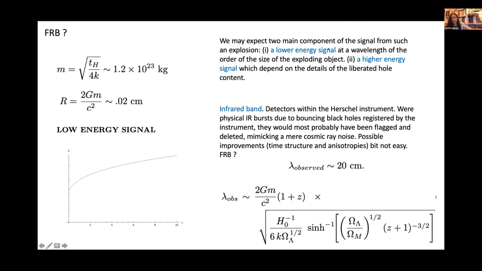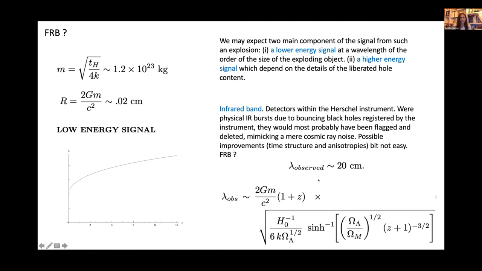This is what we call the low energy signal. The other possibility is to take into account the time structure of the event, and I will come back to that later. So actually, 0.02 centimeter leads to the infrared band. And one might wonder, could we experimentally detect such an event if it were to take place? And the answer is that it's not obvious. It's not obvious because when you really try to take into account the instruments that are operating at such wavelength, probably a signal from this origin would be identified as noise, mimicking a kind of cosmic ray going through the detector. So it's not clear that even at the experimental level, it could be observed.